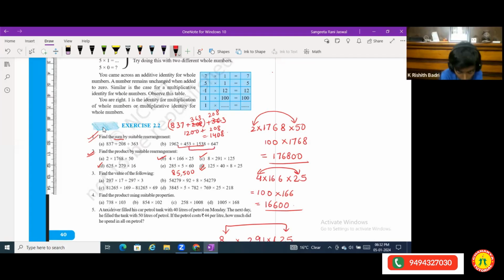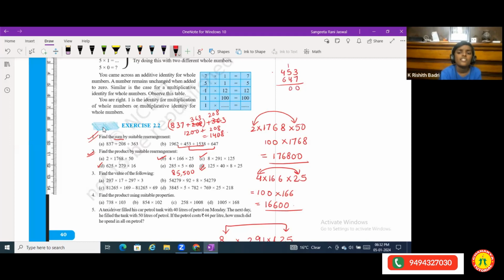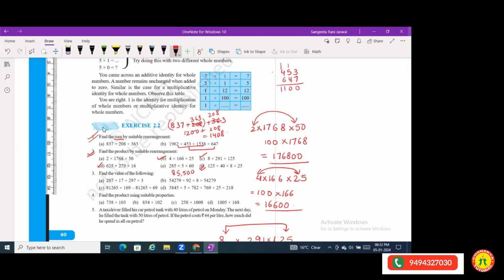Ma'am, first I add to make 647 with proper arrangement. See, if I add these two numbers, 435 and 647, I get 7 plus 3 is 10, then I get 10 again here. Ma'am, then 1100. And if I add these other two numbers, 1962 plus 1538, I get 8 plus 2 is 10, then again 10, 10, 15.